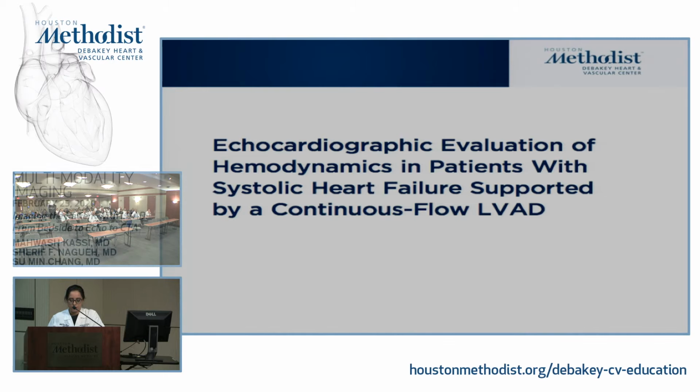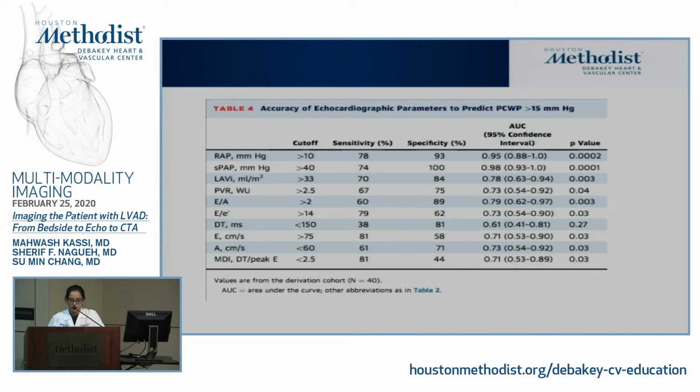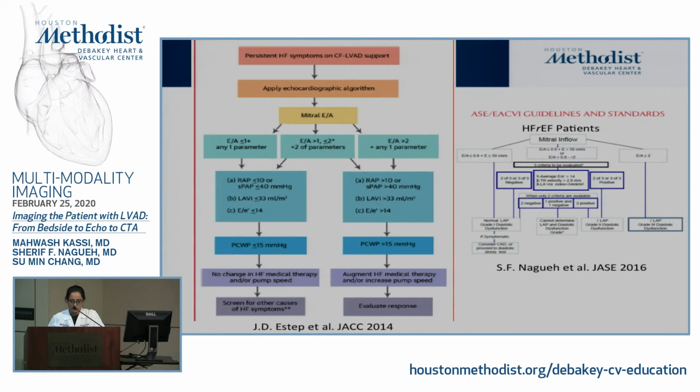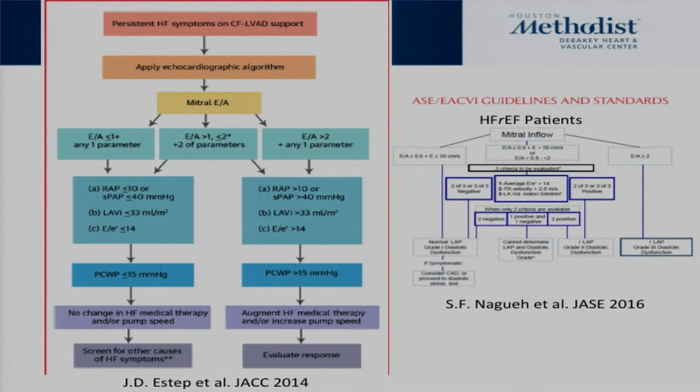So this was a paper done by Dr. Nagueh and Dr. Estep about what parameters we looked at in these patients, and they're more or less similar to the diastology guidelines, where we look at the E to A ratio, the RA pressure, and the left atrial volume index, and they tried to see what correlated with a normal wedge pressure.